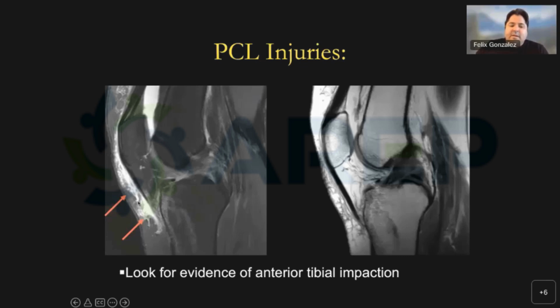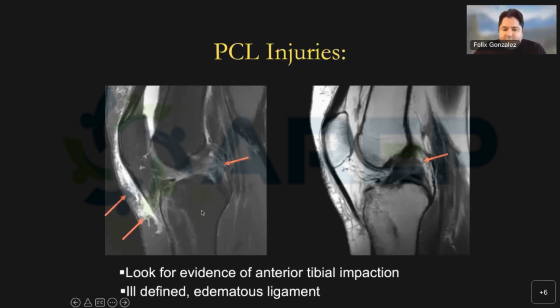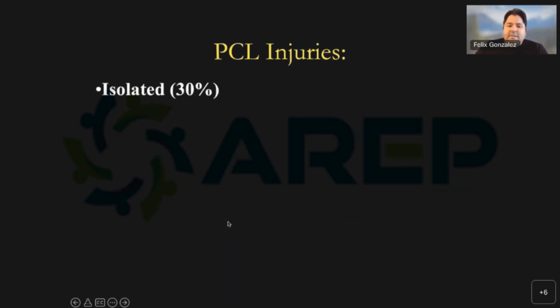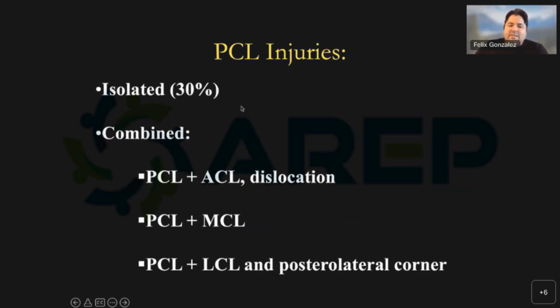the knee with edema superficial to the patellar tendon, and you can get a contusion pattern in the anterior aspect of the tibial plateau. And then as the tibia is driven posteriorly, it tears the PCL ligament. Usually isolated is only seen in 30%. You see it in combination with other injuries as shown here.